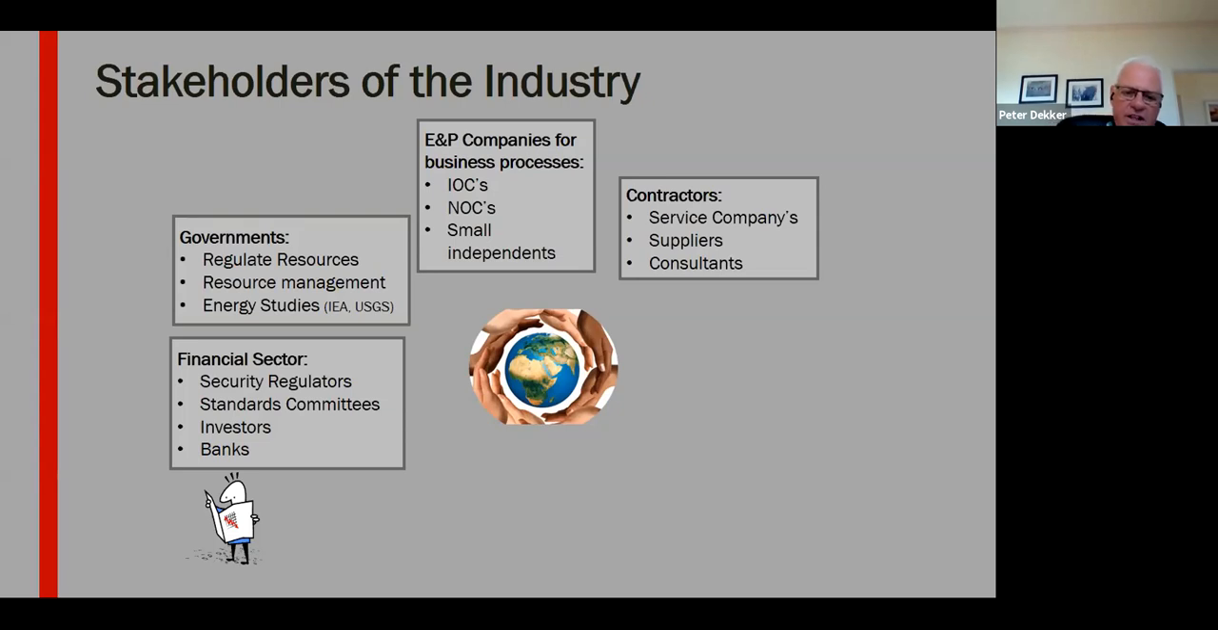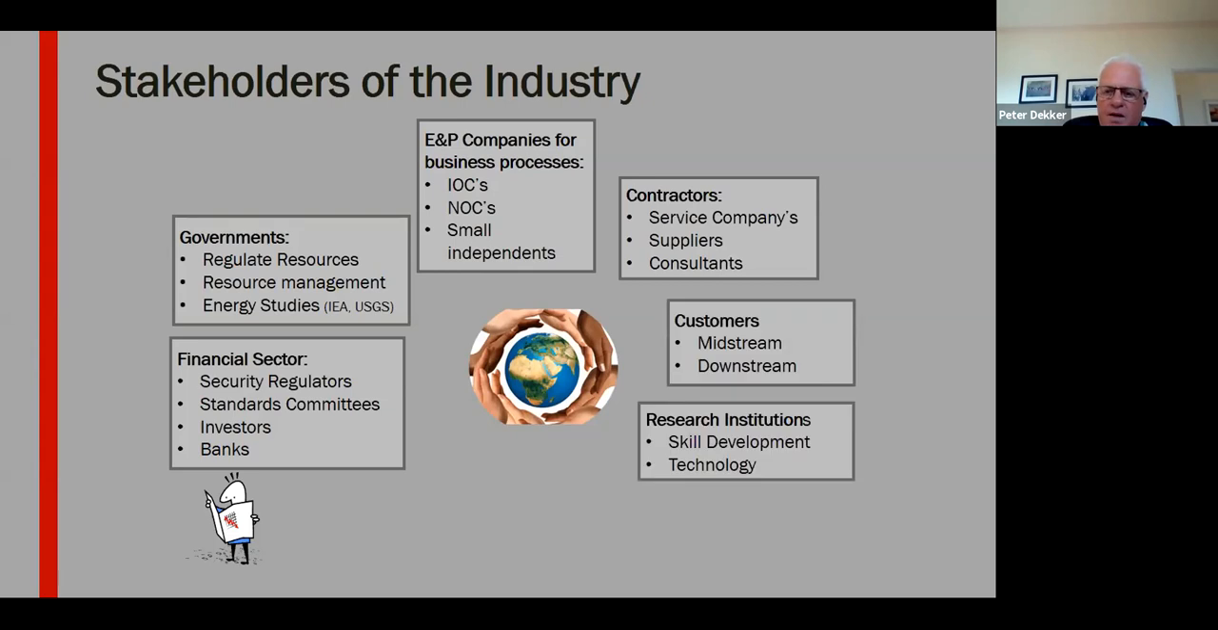Then you've got the financial sector, the security regulators, standard committees, investors, and banks. Obviously, for investors, and for bank loans, they need all this information. Then you've got the consumers, the midstream and the downstream. Can we build refineries here? Where would we get the oil and the gas from for the refineries? Is there enough for our clients?